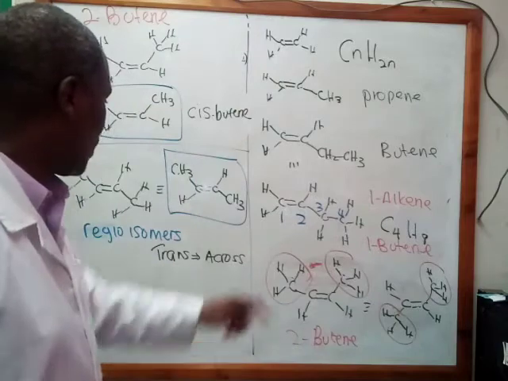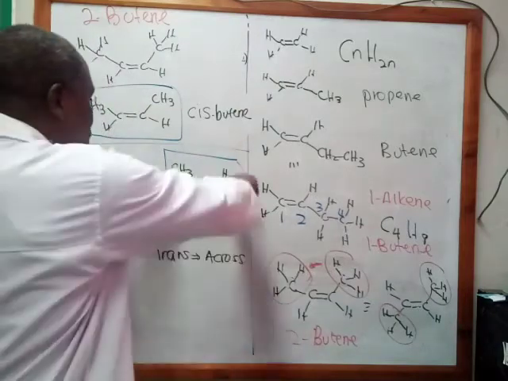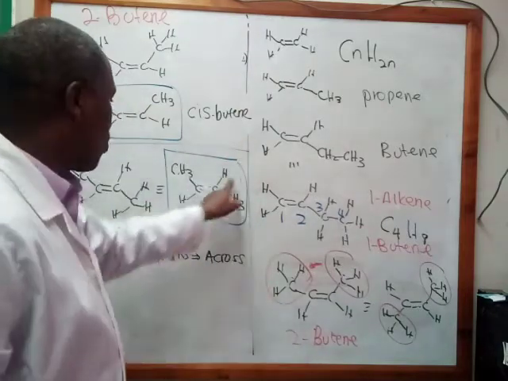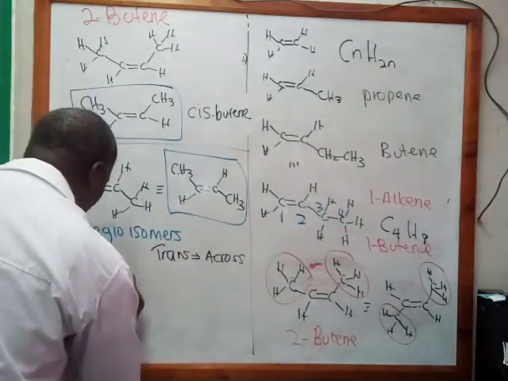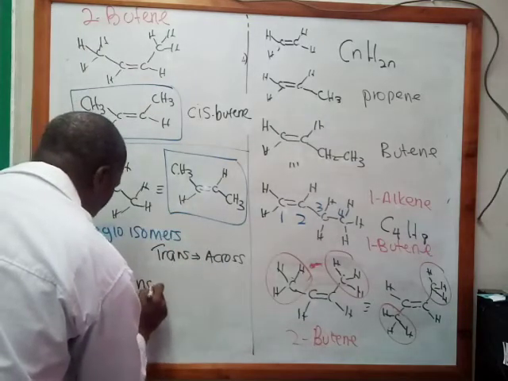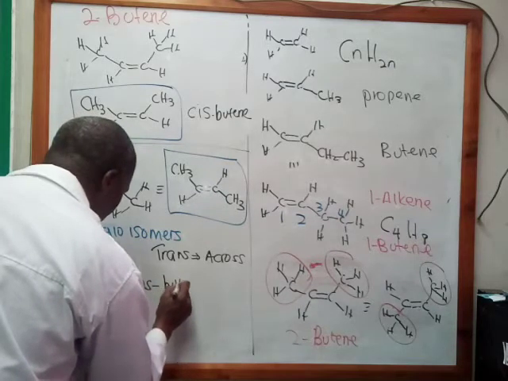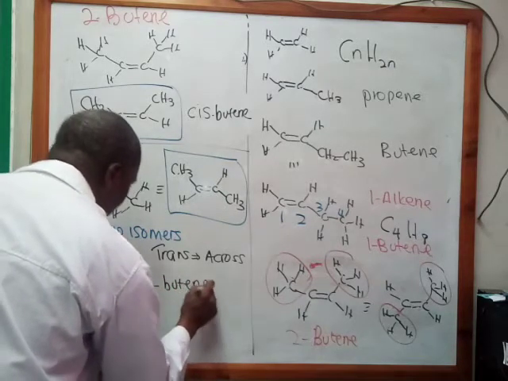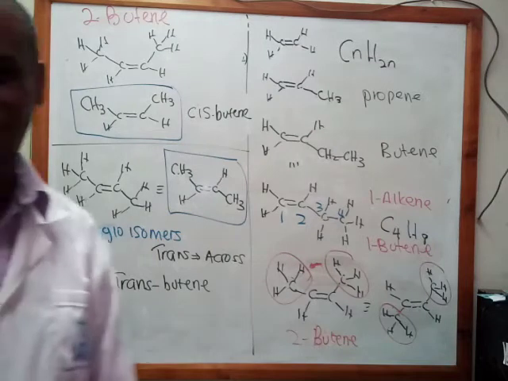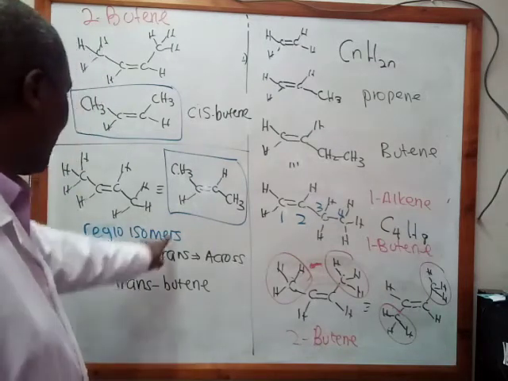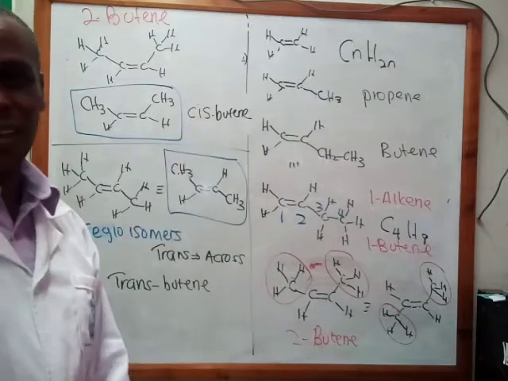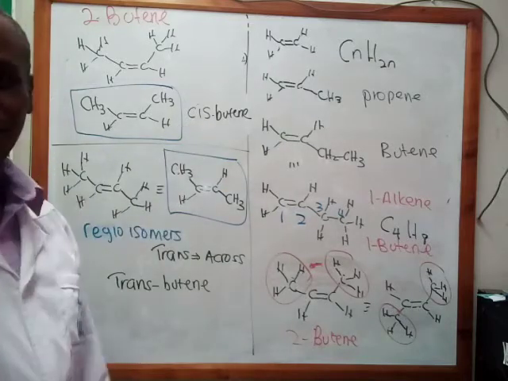So trans is across. So if you're going to have two hydrogens being on opposite sides, that will be called trans. So this will be called trans, and then you put a dash butene. Have you seen that? That is trans-butene. This is cis-butene. All right?